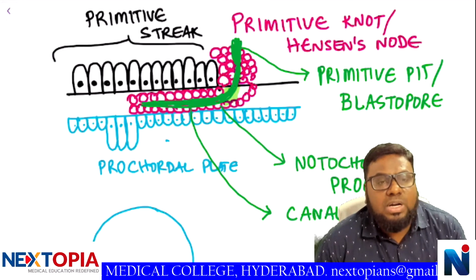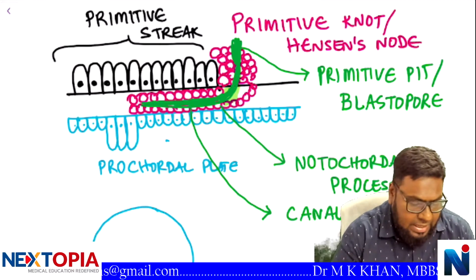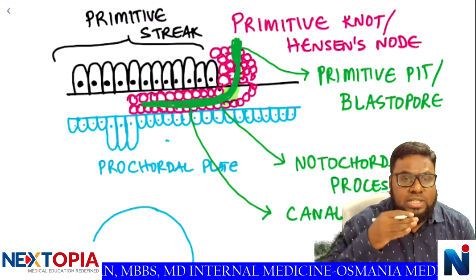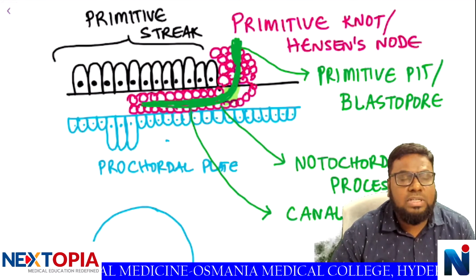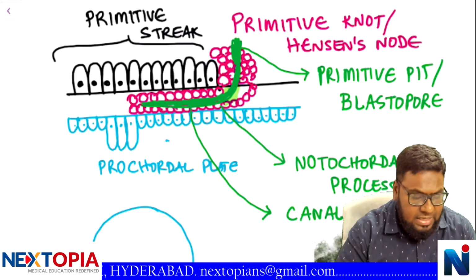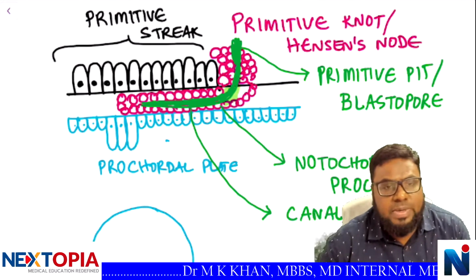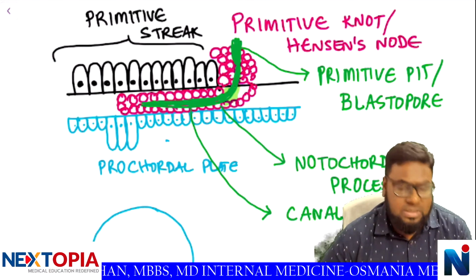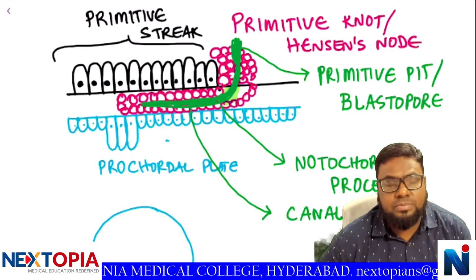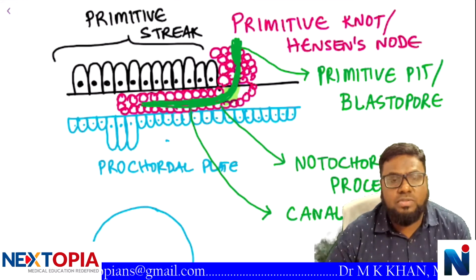The cells of the primitive knot multiply and they pass cranially in the midline in between the ectoderm and endoderm. So in between the black colored layer, that is primitive streak ectoderm, and the blue colored layer, that is the endoderm, from the cranial end of the primitive streak to the caudal end of the procaudal plate, the pink color cells which are multiplying and multiplying, these cells are forming what? The notochordal process. Now the cells of the notochordal process are completely solid, meaning there is no cavity or canal in it. So this is the head process of the notochordal process.